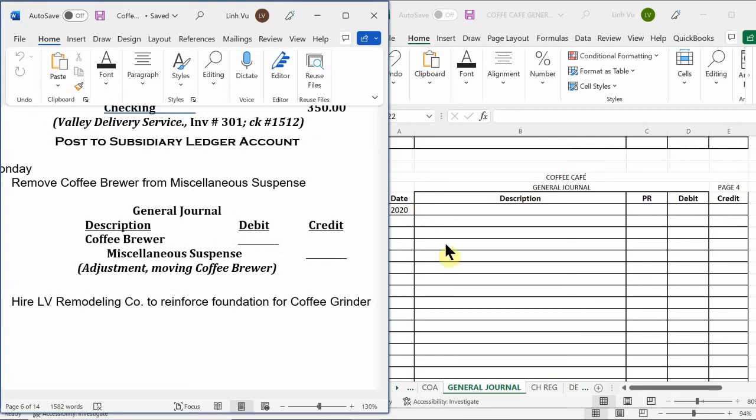Yes. Why? Because you removed the coffee brewer from the miscellaneous expense. We already did that in the previous one. I'm talking about we just hired LV Remodeling to do the reinforcement for the coffee grinder.